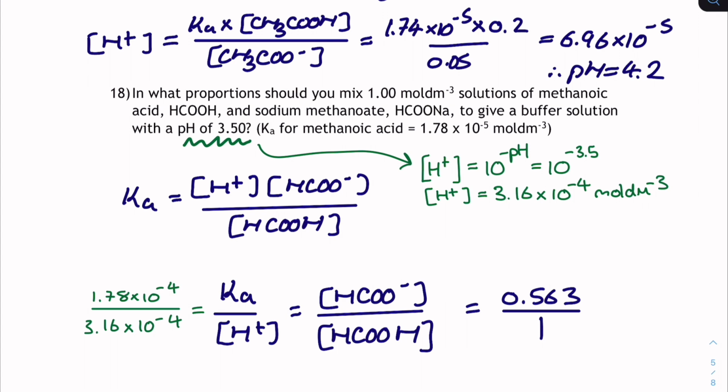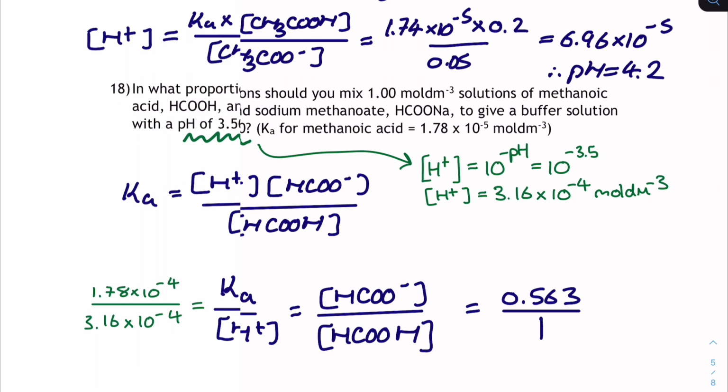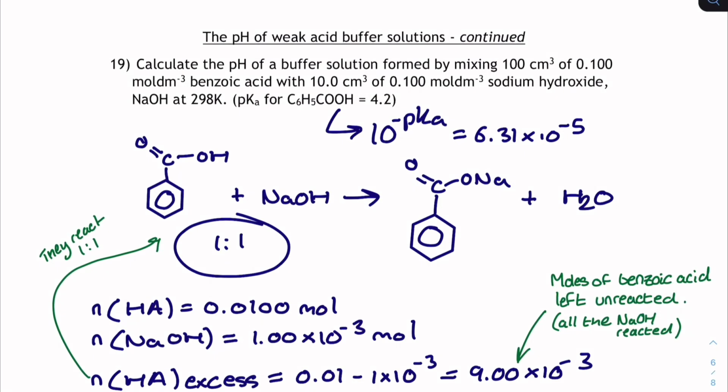So on the calculator, it actually comes out as 0.563. All I need to do is write that over 1, and that's telling me the ratio that these two need to be in order to create a buffer solution with a pH of 3.50. Very often in the exam, they give you a line like this one, and they ask you to put the numbers above and below.